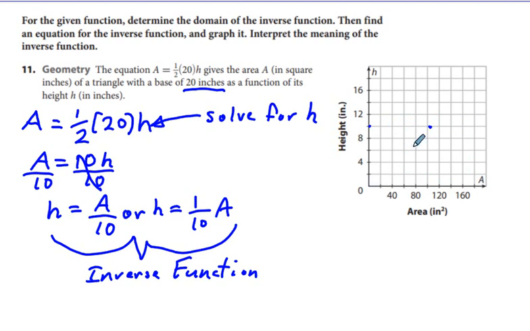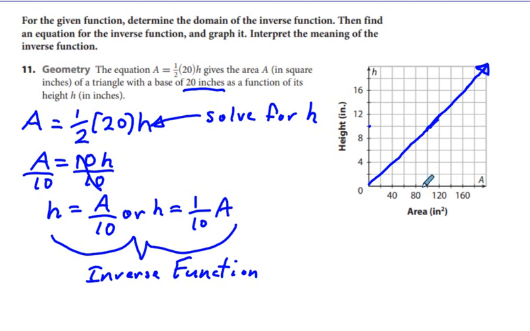So the graph is going to look like this. Let me see if I can draw it a little more accurately. It's hard to get these things right. Come right up through here. So right here. So it'll be this type of relationship here. So there it is.